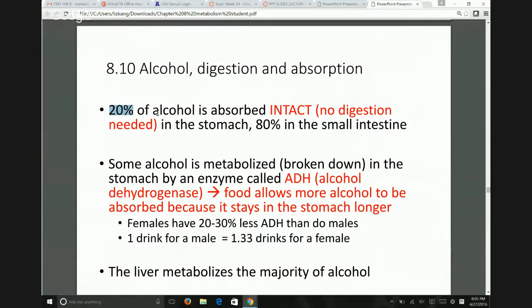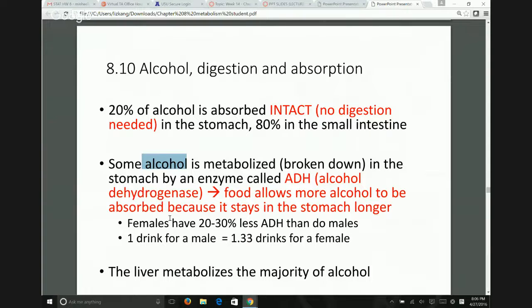So 20% of it gets absorbed from the stomach, and 80% gets absorbed in the small intestine. And in the lining cells of the stomach, or in the liver, so the liver does a lot of things, right? They have an enzyme called ADH, alcohol dehydrogenase, and we need this alcohol dehydrogenase to break down alcohol. What happens if we don't have this enzyme and can't break it down? Then alcohol will stay in our blood system forever, and you'll be drunk forever, right?